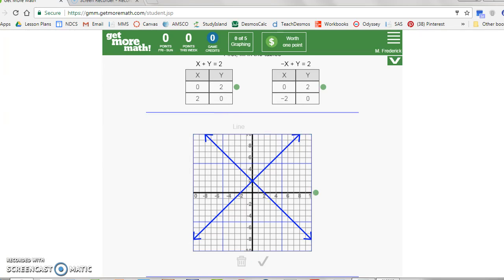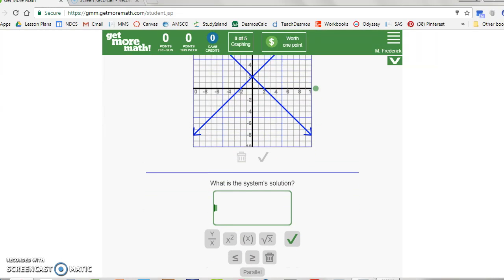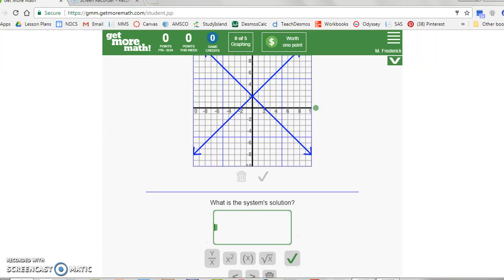Note that these graphs do intersect. The system's solution is the point where these lines intersect. So in this case, the solution to the system is 0, 2.